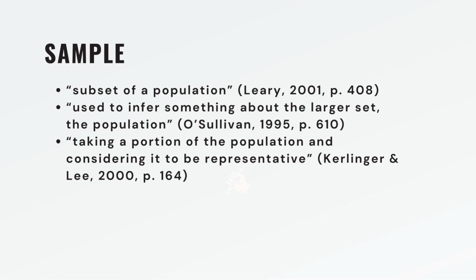Kerlinger and Lee define sampling as taking a portion of the population and considering it to be representative. This means that a sample is not necessarily guaranteed to be representative of the whole population. Rather, it depends on the researchers to define it as such.